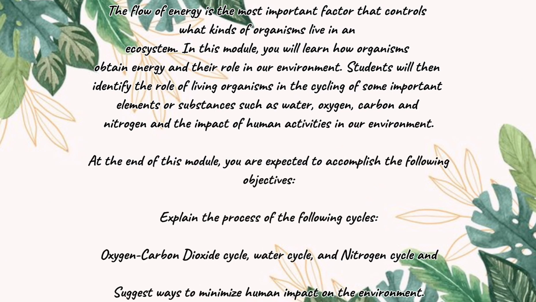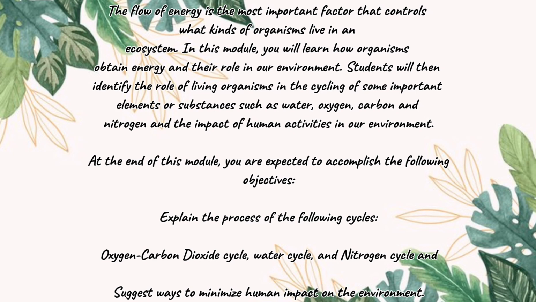Let's begin with what you need to know. The flow of energy is the most important factor that controls what kinds of organisms live in an ecosystem. In this module, you will learn how organisms obtain energy and their role in our environment. Students will then identify the role of the living organisms in the cycling of some important elements or substances such as water, oxygen, carbon and nitrogen, and the impact of human activities in our environment.